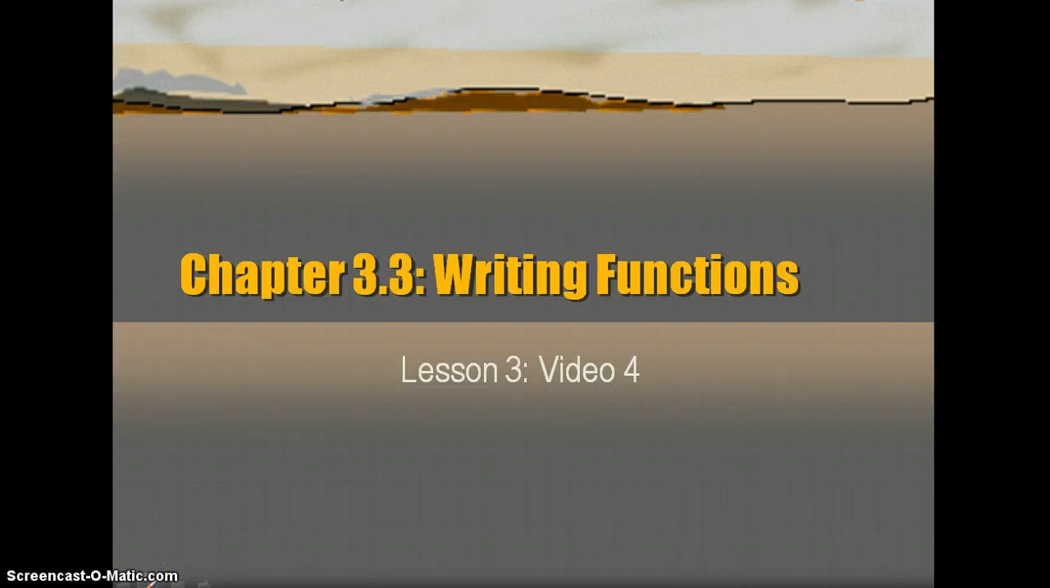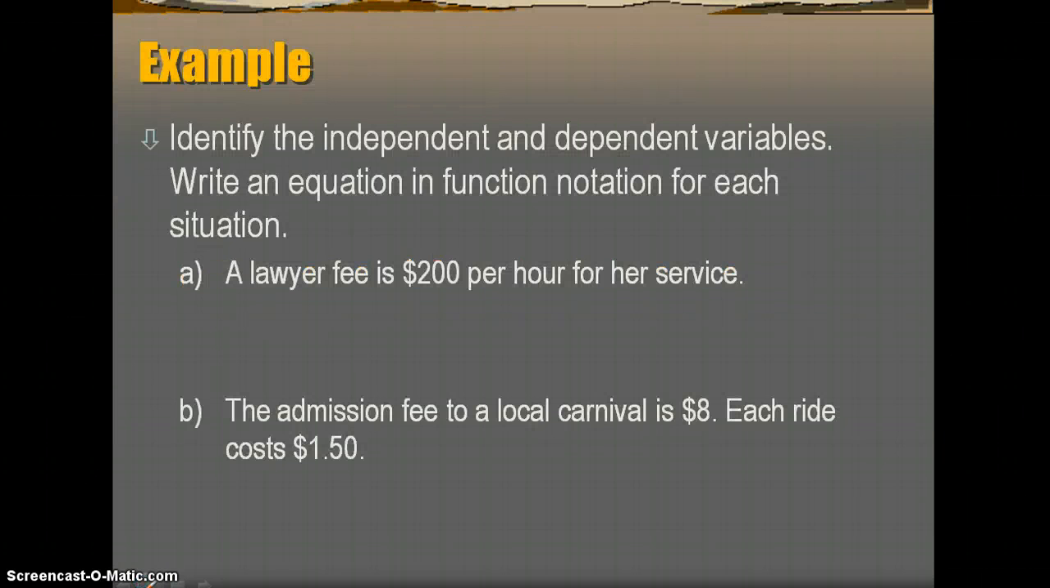This is Chapter 3, Section 3, Writing Functions, Lesson 3, Video 4. So the example says, identify the independent and dependent variables, write an equation and function notation for each situation. Before we get to what function notation is, we're first going to work on determining both the basic equation as well as what the independent and dependent variables are.